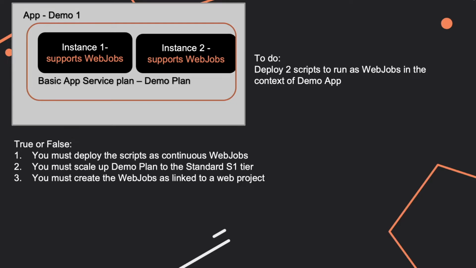And you are required, for the following statements, to say whether they are true or false. The first one: you must deploy the scripts as continuous web jobs. Two: you must scale up Demo Plan to the Standard S1 tier. And three: you must create the web jobs as linked to a web project.